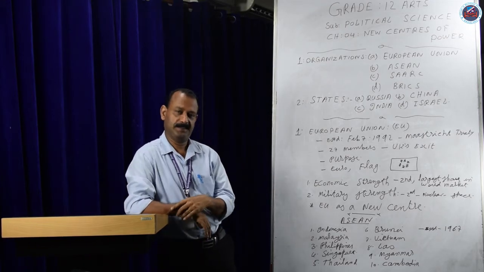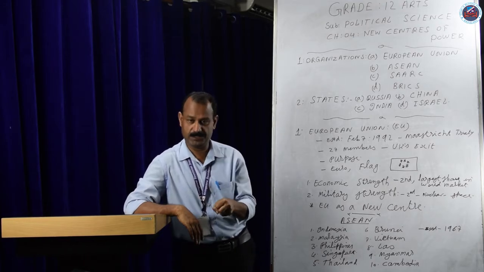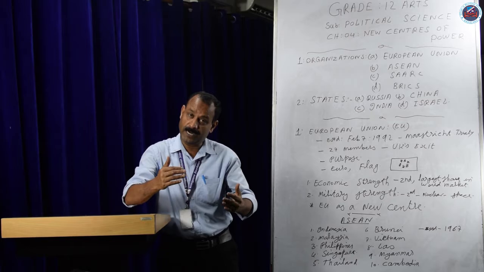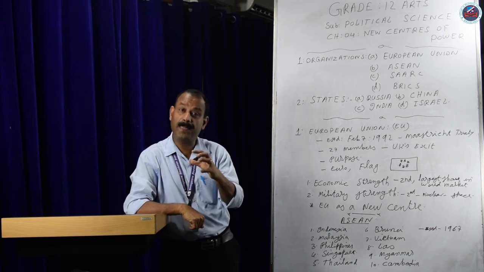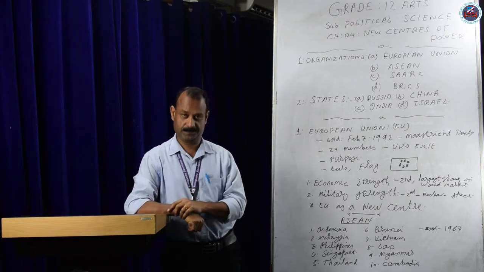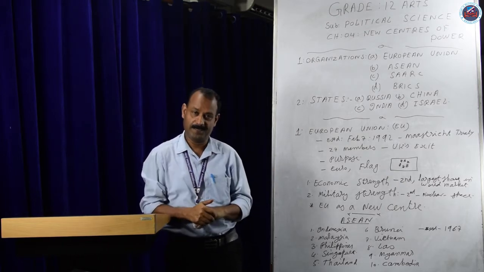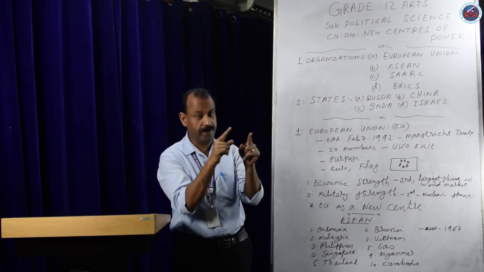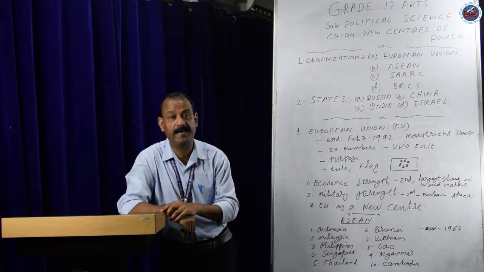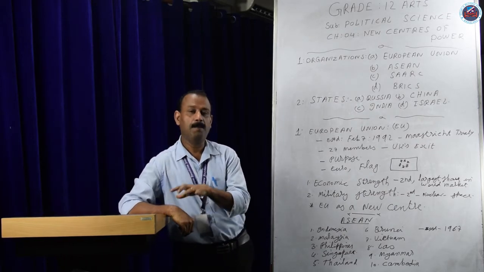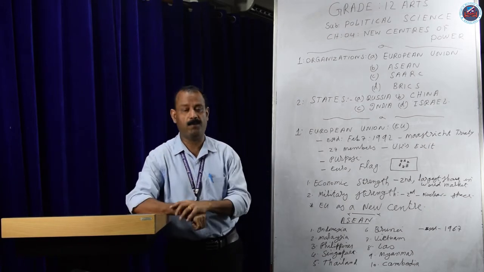But what happened? Slowly, many new organizations and many new countries started to grow and develop as new centers of power. They are capable of competing with the US. And so today, we have many such new centers of power. So from bipolarity, we came to unipolarity, but today from unipolarity, we are slowly marching ahead to multipolarity. Multipolarity means a world order which is dominated by many powers.